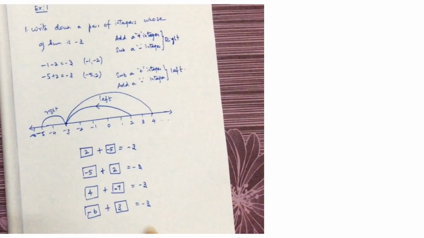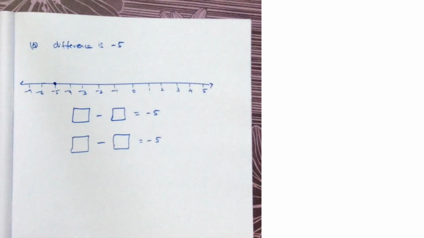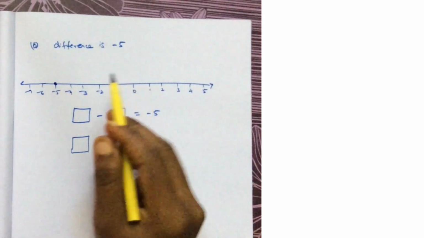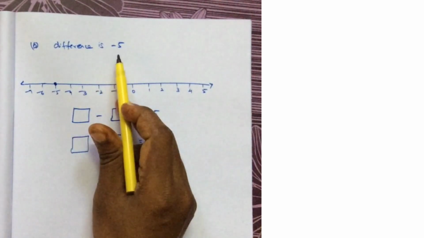Minus 6 plus 3 is minus 3. Okay, this is the way you can solve the same problem using a number line. The next is, I have to write a pair of integers whose difference is minus 5.